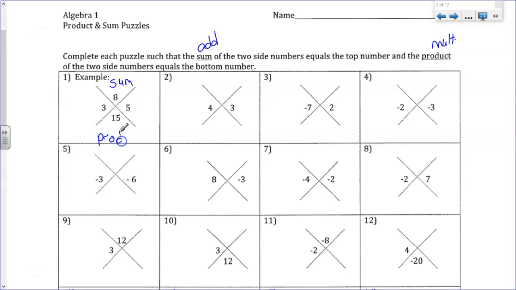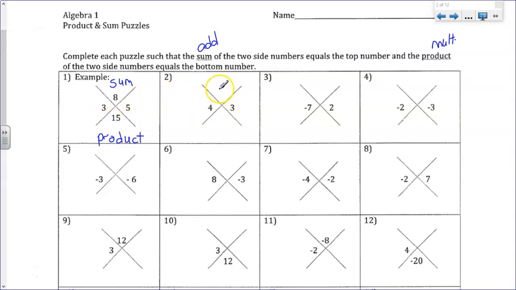Now, if you find one of these online or another teacher's giving you one in the past, it's according to who designed these. So it does not matter if you're multiplying on the top or the bottom, because this particular worksheet is set up this way. We're going to add to get the top, multiply to get the bottom. And so sometimes they switch that around.